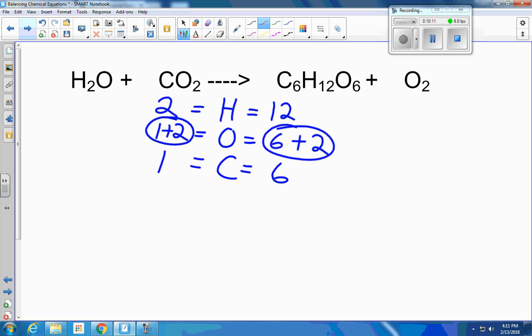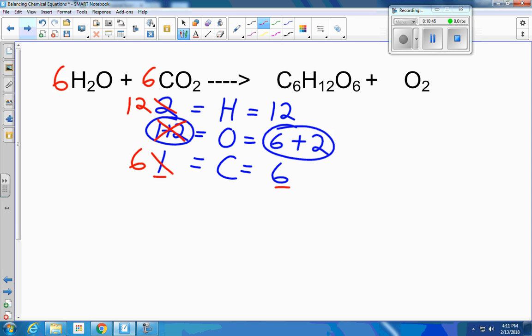Now, on the product side, I have 12 hydrogen. I need 12 on the reactant side, so I'm going to multiply by 6. 6 times 2 hydrogen is 12. We'll do the oxygen later. Hydrogen is balanced. Now I'm going to go to carbon. I have 6 carbon on the product side. I need 6 on the reactant side. So I'm going to multiply by 6. 6 times 1 carbon is 6. And my oxygen is now totaled on this side.